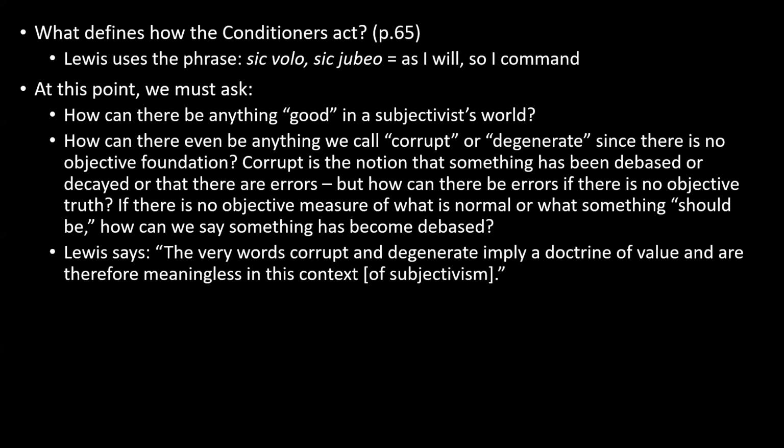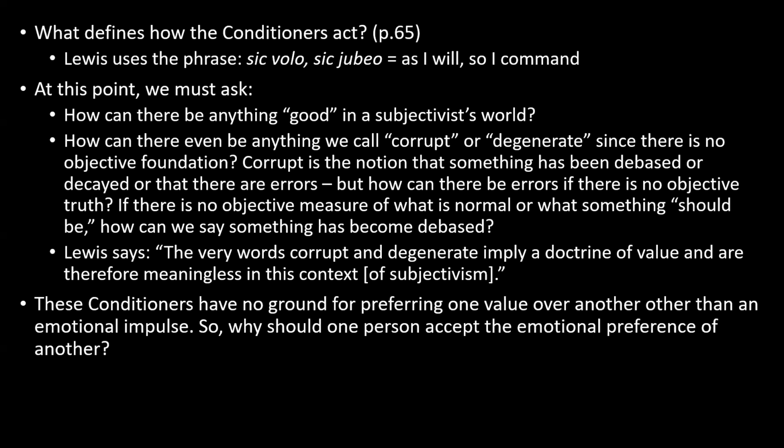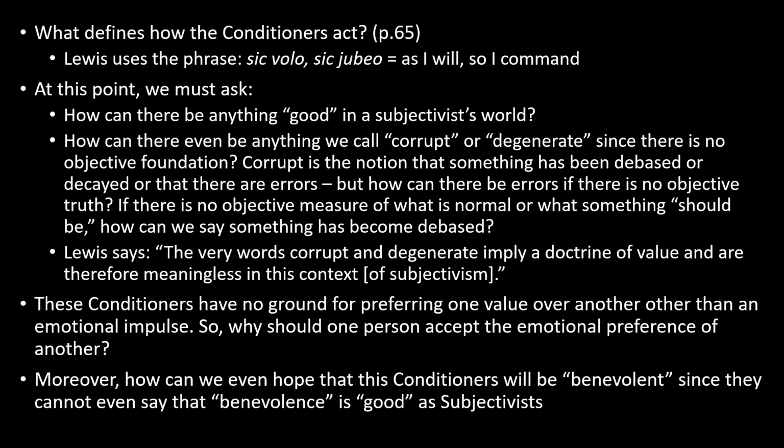And so Lewis says, quote, the very words corrupt and degenerate imply a doctrine of value and are therefore meaningless in this context of subjectivism. So these conditioners have no ground for preferring one value over another other than an emotional impulse. So why should one person accept the emotional preference of another? He says, moreover, how can we even hope that the conditioners will be benevolent, since they cannot even say that benevolence is good because they're subjectivists?